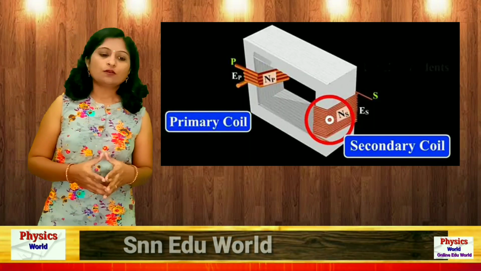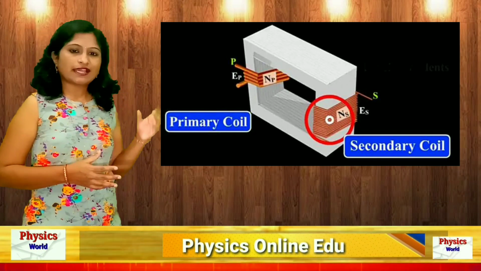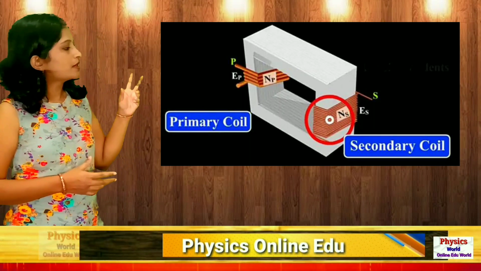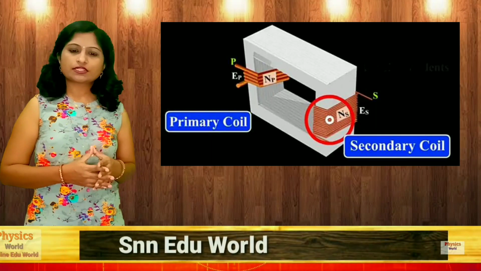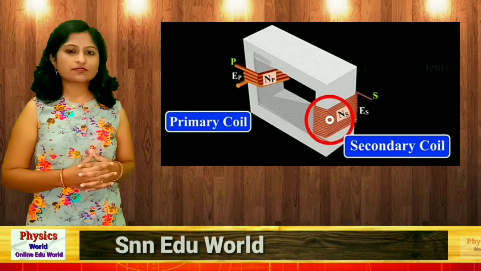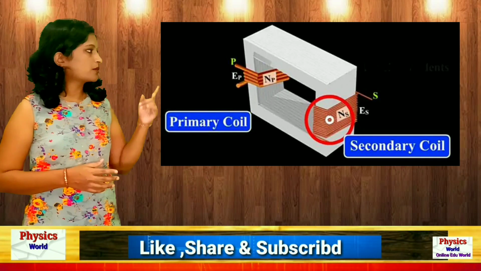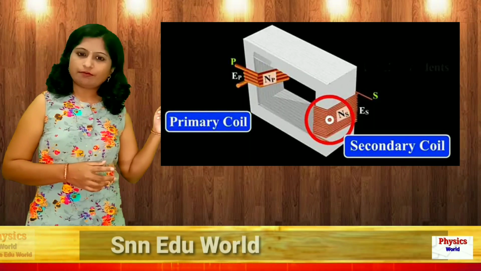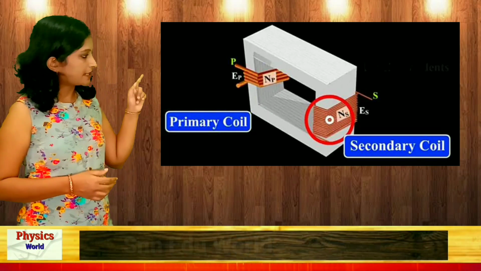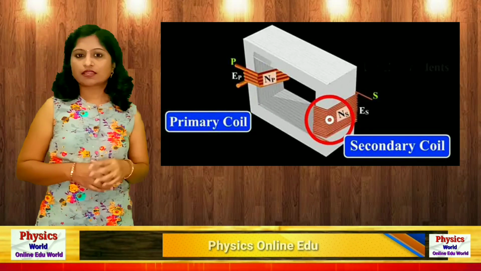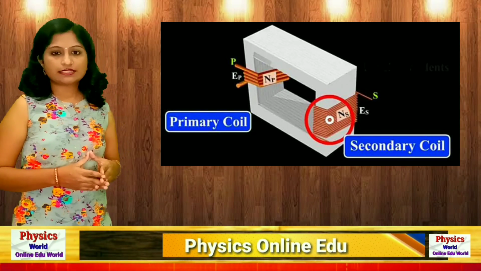Okay, now let's see the diagram. In this diagram, let ES and EP be the EMF developed or induced in the secondary coil and primary coil. S is for the secondary, P is for the primary, and E represents the EMF. Next, I have given here NP and NS: NP is the number of turns in the primary coil, and NS is the number of turns in the secondary coil.